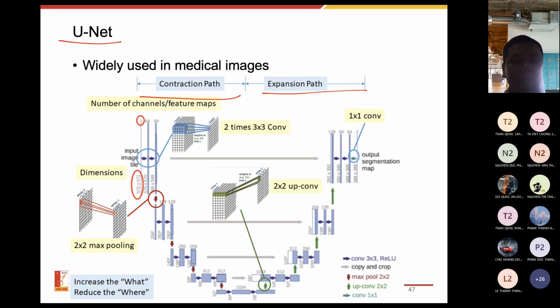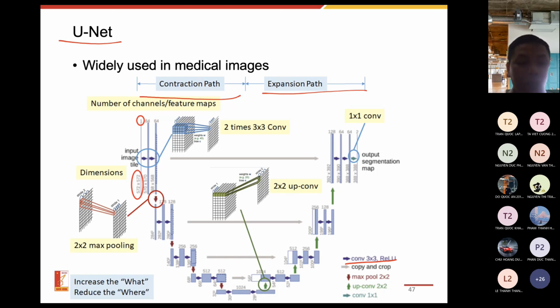So for example here, on the contraction part of the UNet, you have the input image here with the size 572 by 572, right? And that input will go to the convolution 3x3 and ReLU activation, right?